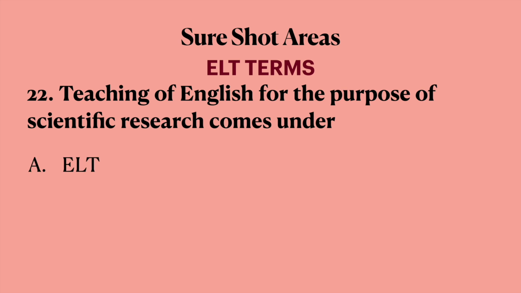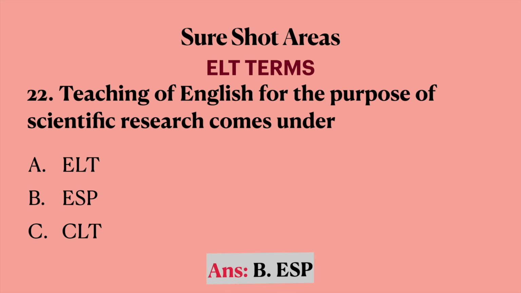Teaching of English for the purpose of scientific research comes under A. ELT, B. ESP, C. CLT. If you don't know what these mean, you won't be able to answer. But I'm sure you know that. Answer is option B, ESP. I will explain. ELT is English language teaching in general. ESP is English for special purposes, for scientific purposes, for medical or legal purposes. And CLT is communicative language teaching.